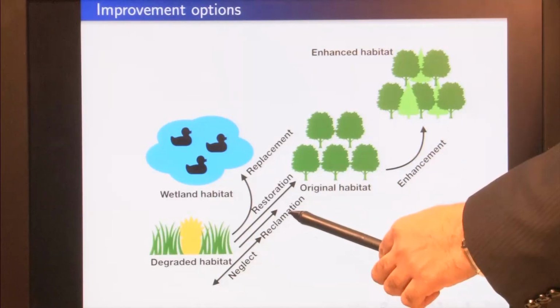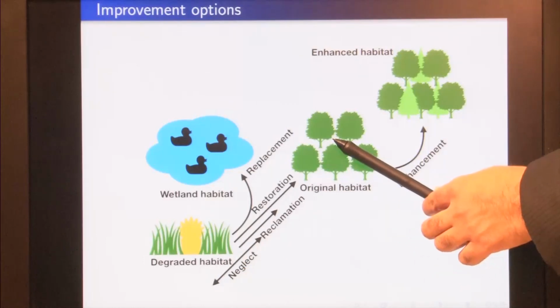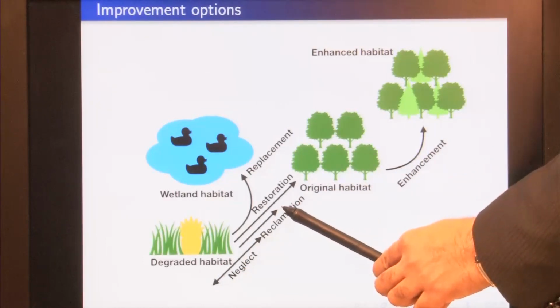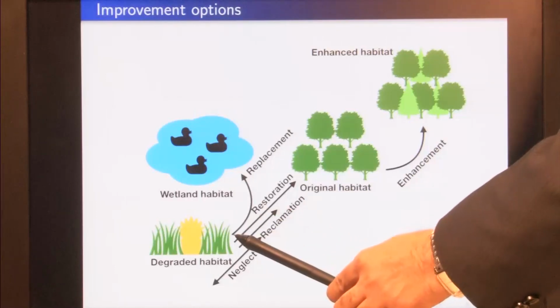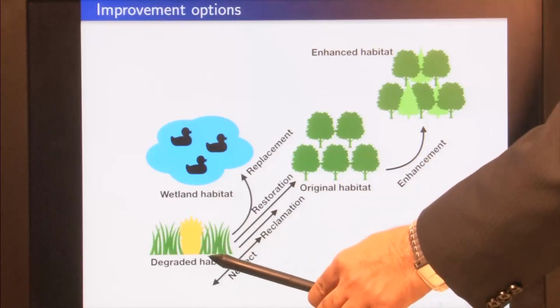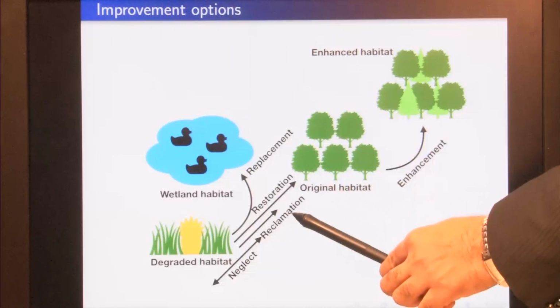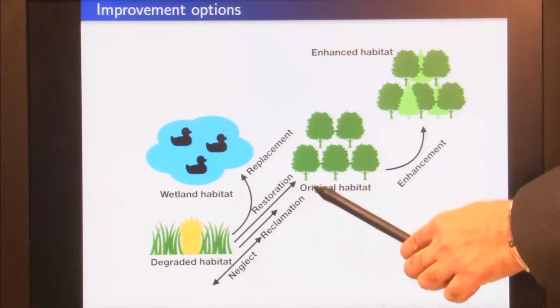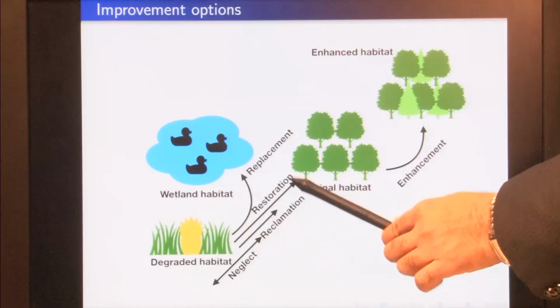In the case of reclamation, we would try to move this degraded habitat towards the original state, though not completely. If we have reached somewhere in between, we would call it reclamation. If we have reached the extreme end, where we have converted it from a degraded habitat back to the original habitat, we would call it restoration. So reclamation and restoration are nearly similar, but reclamation is not full restoration, restoration is complete restoration.